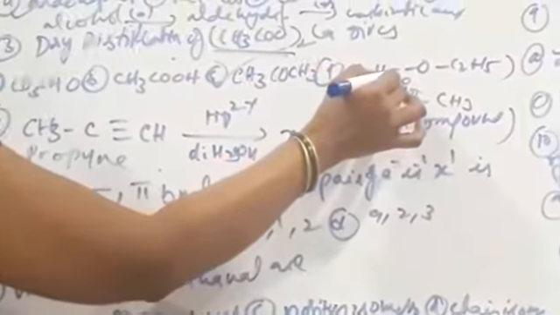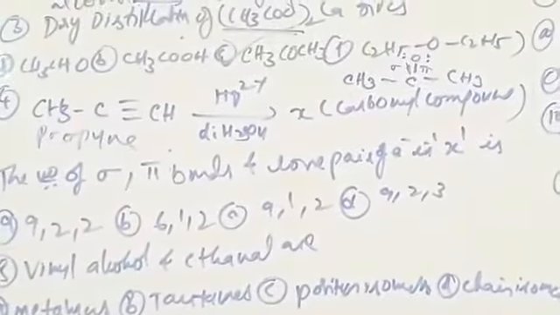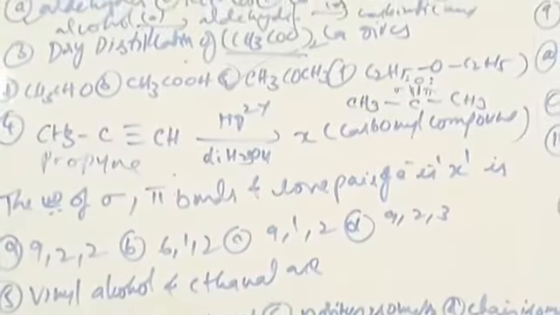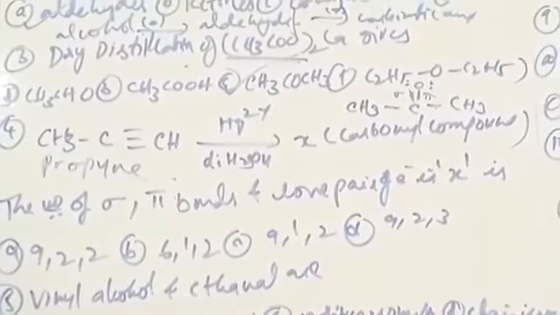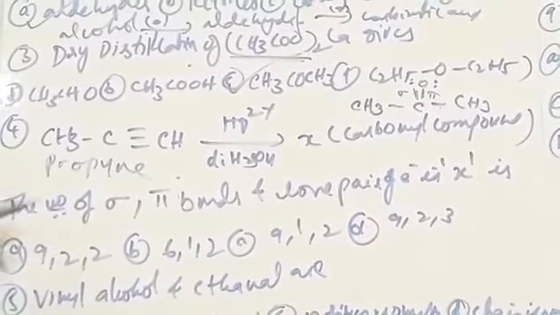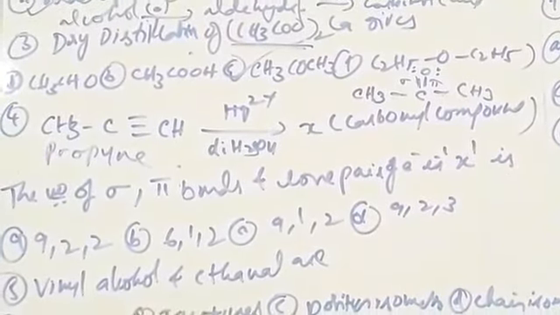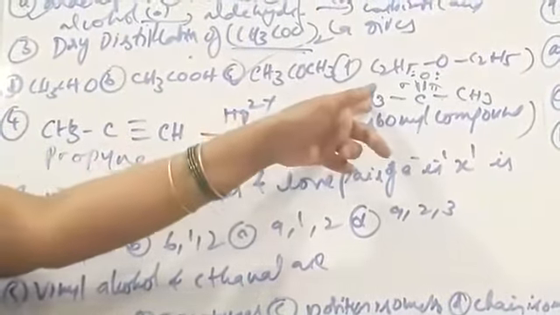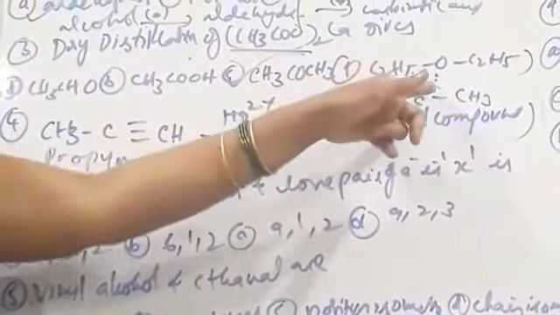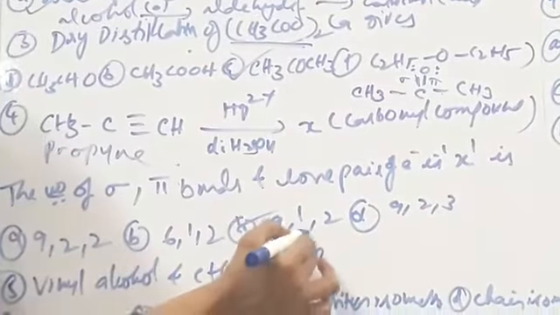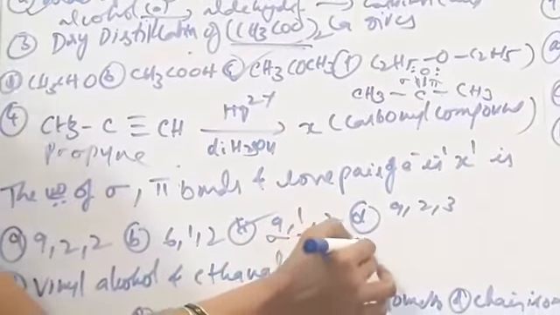And on the oxygen atom, 2 lone pairs are there. Oxygen has 2 lone pairs. The oxygen valence shell has 6 valence electrons. Out of 6 valence electrons, 2 are involved in bond formation. So 2 lone pairs are present. So 9 sigma, 1 pi and 2 lone pairs of electrons. So option C is correct. 9 sigma, 1 pi bond, 2 lone pairs.